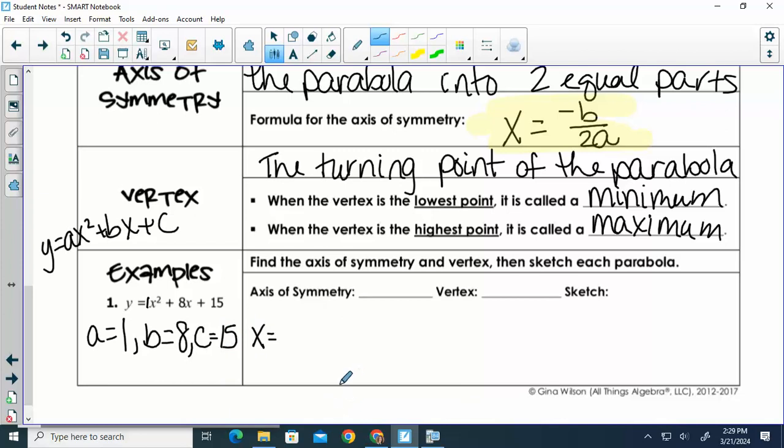So if I want to find the axis of symmetry, the equation is the opposite of b. So the opposite of 8 would be negative 8, over 2 times a. So we get negative 8 divided by 2, which is negative 4. So for the axis, since it is a line, you have to give me the full line. x equals negative 4.